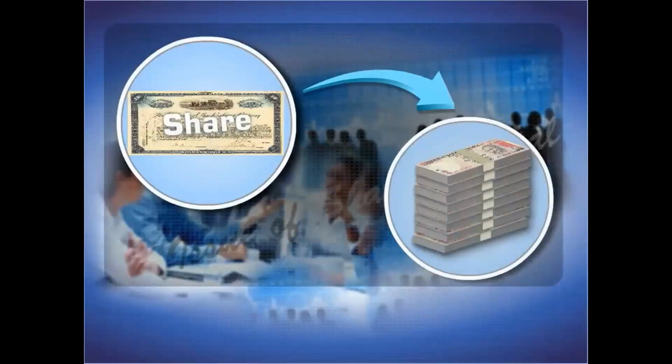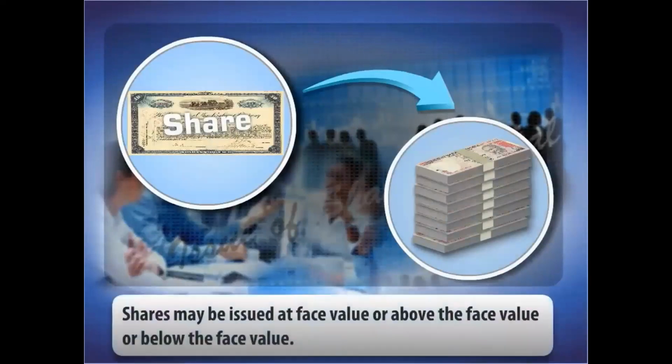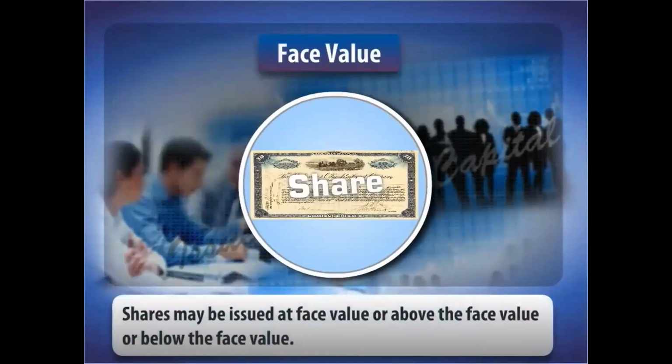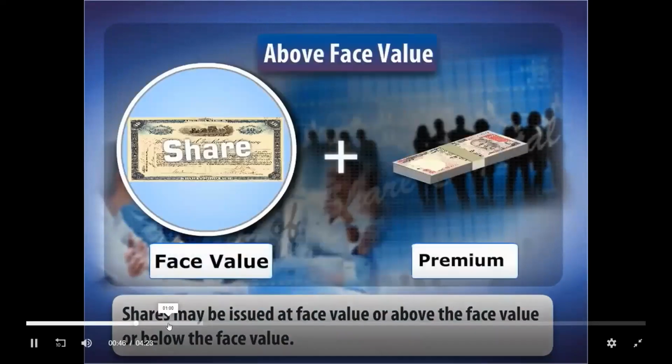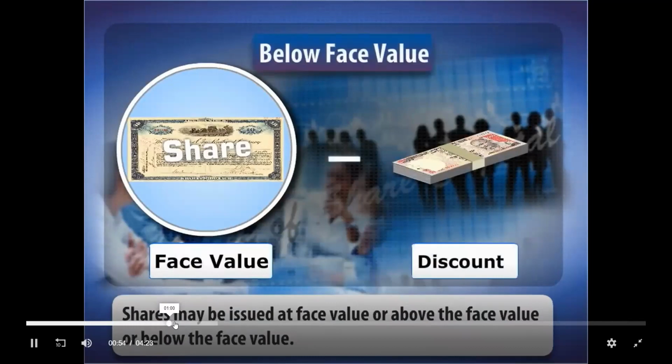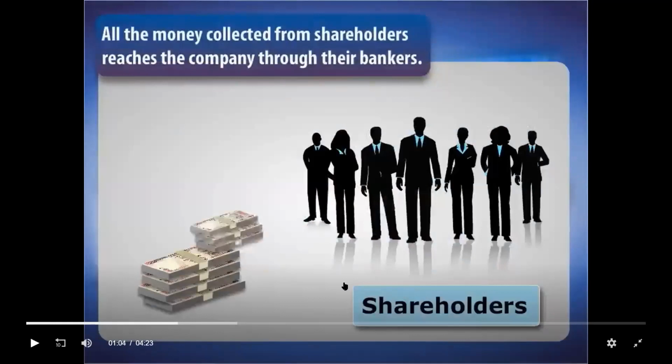Usually, a company issues shares in cash. The shares may be issued at face value or above the face value, called shares issued at a premium, or below the face value. Is it not allowed now to issue shares at a discount?